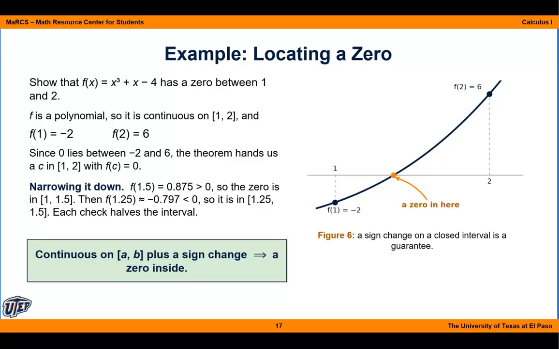Each check cuts the interval in half. This process helps us approximate the 0, although the theorem itself guarantees existence rather than providing an exact formula. The key pattern is continuity on a closed interval together with a change in sign.